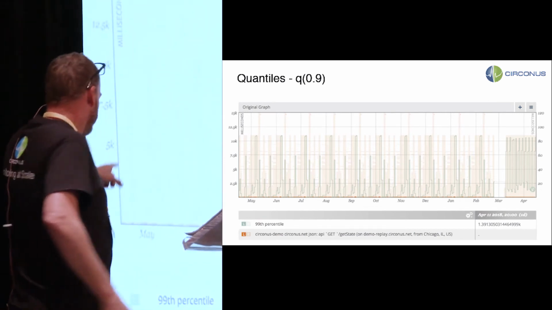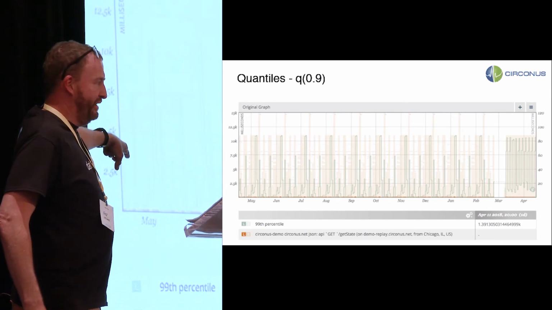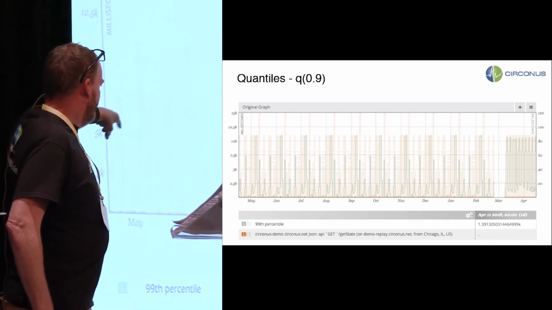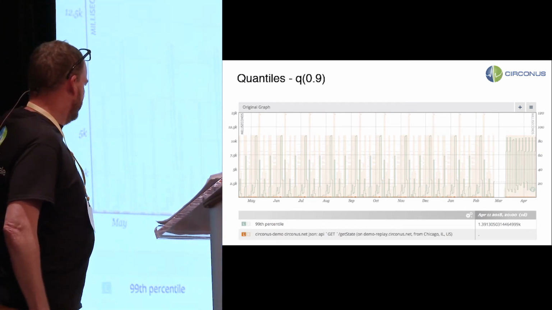But basically, if you see these green lines that fluctuate up and down, you can see that your 99th percentile is varying pretty wildly over this. And this is a year's worth of data. It's about 600 million samples.